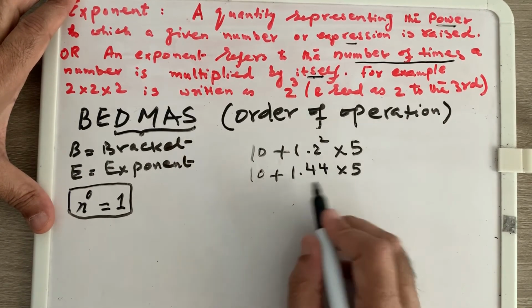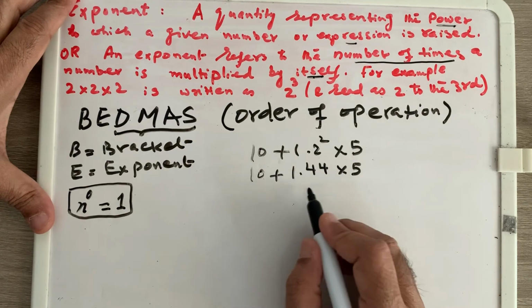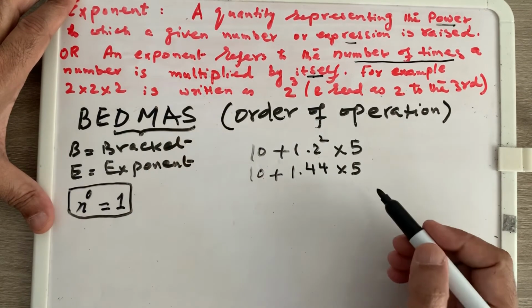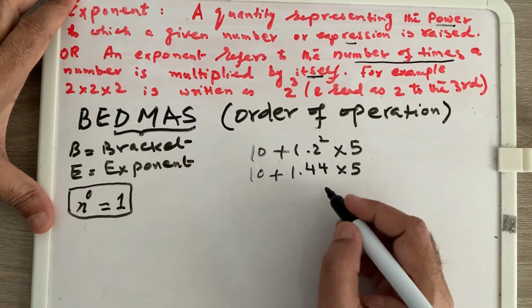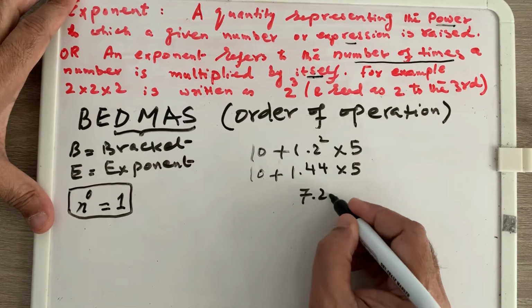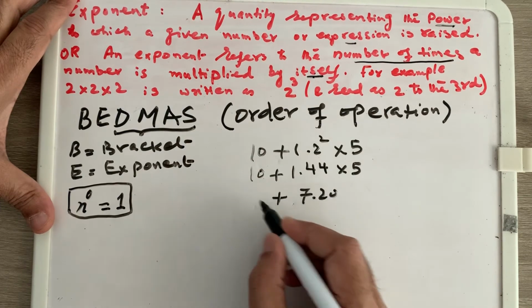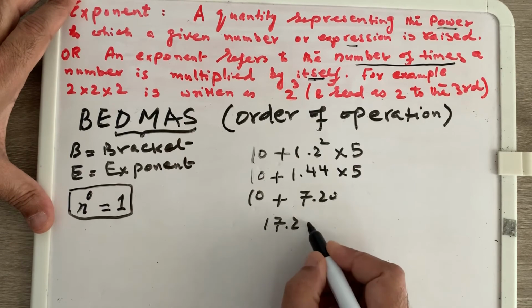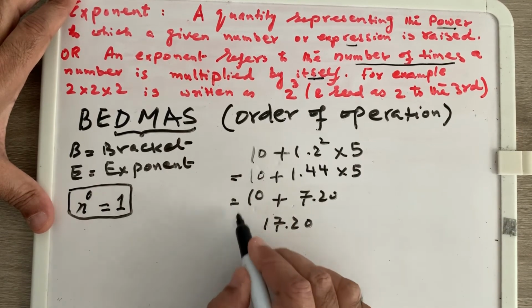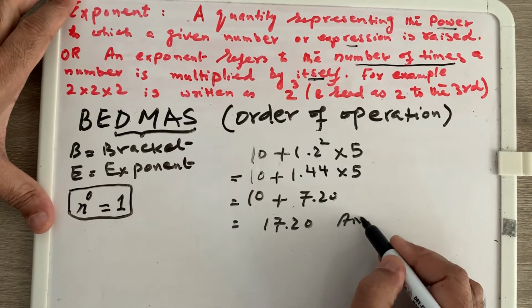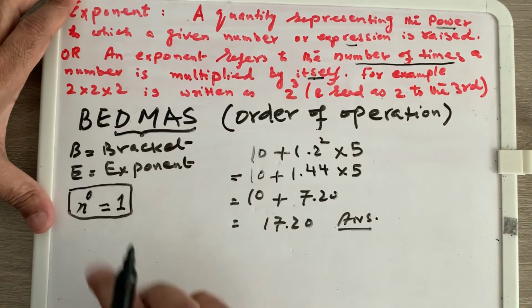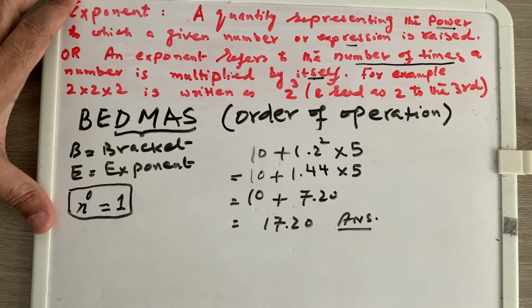So now which operation do we have to do? Multiplication. Addition is after that. So we do multiplication, which gives me 7.20 here, and 10. And 10 plus 7.20 is 17.20. This is my answer, right? So we have to look out for order of operation always. BEDMAS: bracket, exponent, division, multiplication, addition, and subtraction.